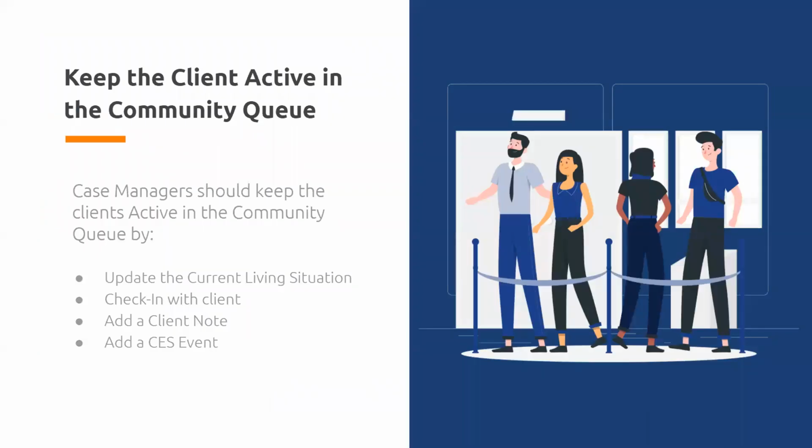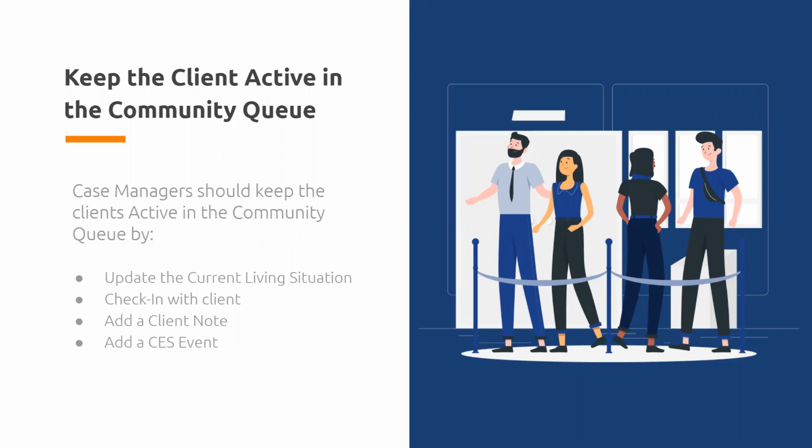Okay, so while the household is on the community queue, waiting to be matched to a housing opportunity, the case manager should keep the client active on the community queue. This is very important because after 90 days of inactivity, the system automatically removes the client from the queue. So it's my responsibility as the case manager to avoid this from happening.